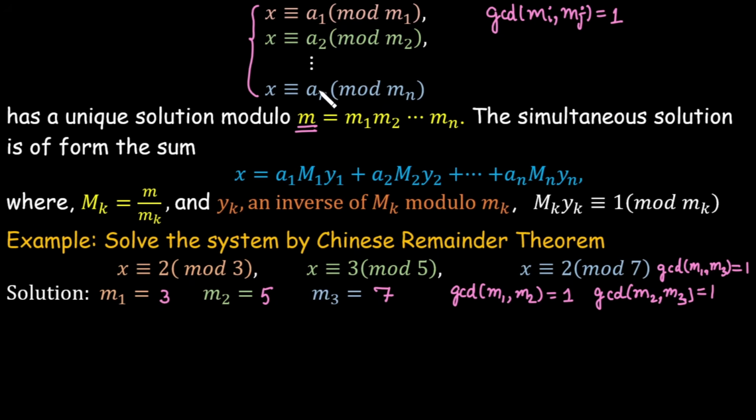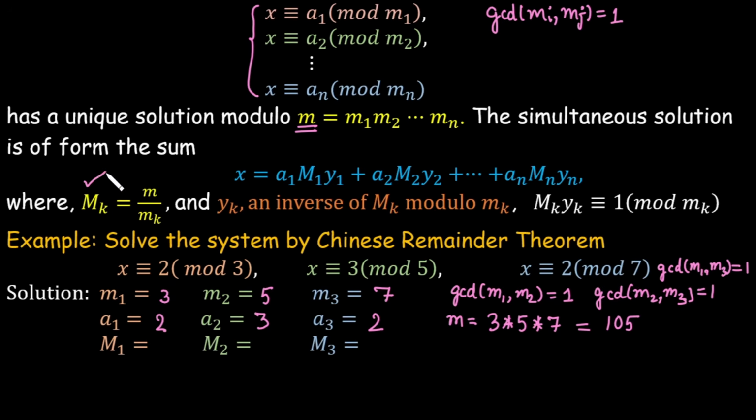Now we can also extract the values of the ai's. The value of a1 in this case is 2. Basically, they are the remainders. In case of the second, a2 is 3. In case of the third, a3 is 2. So these are the given entries in the question, the mi's and ai's. Now the next step is to calculate m. m is the product of all the moduli, that is 3 times 5 times 7, which is equal to 105.